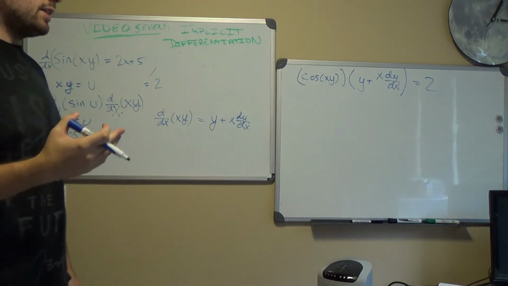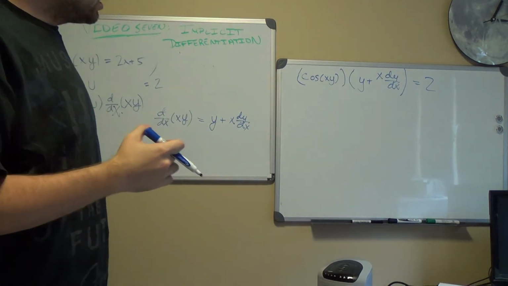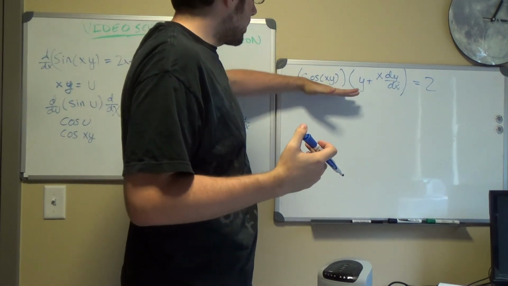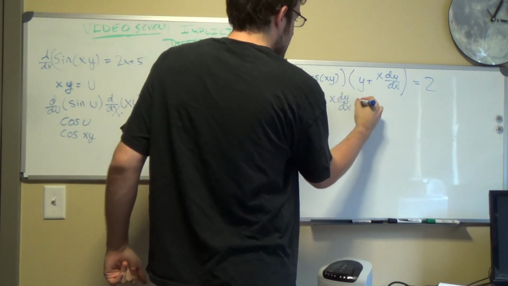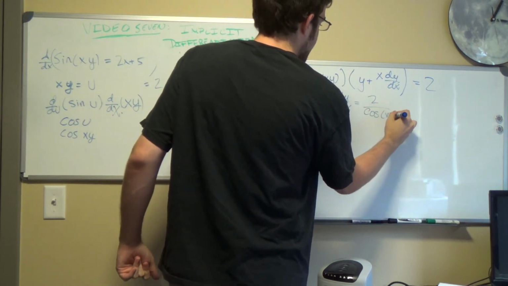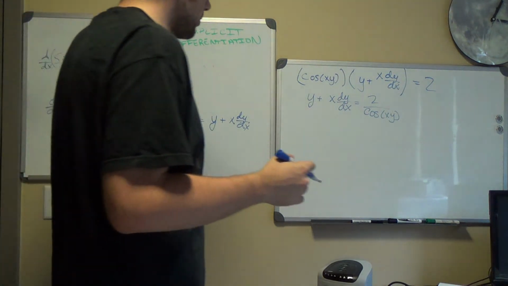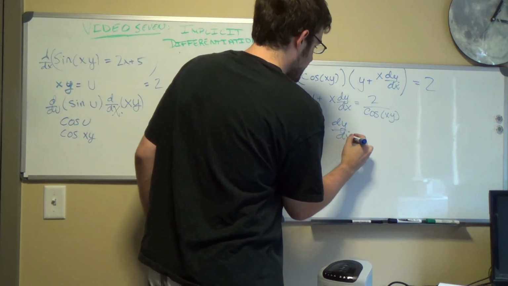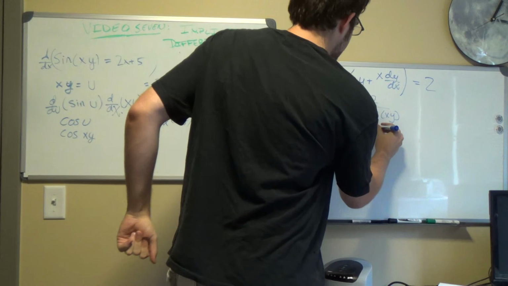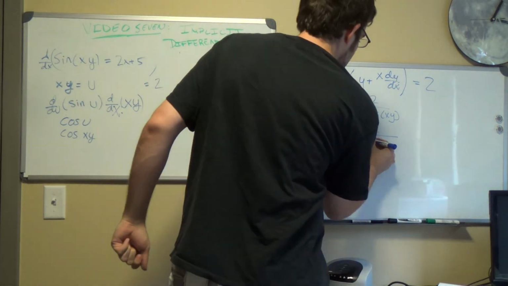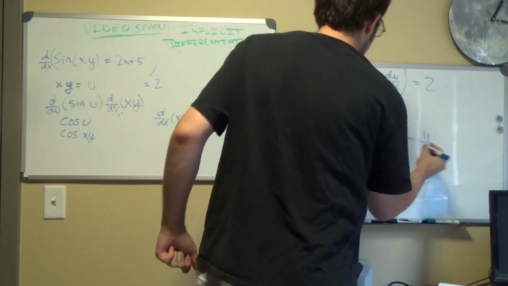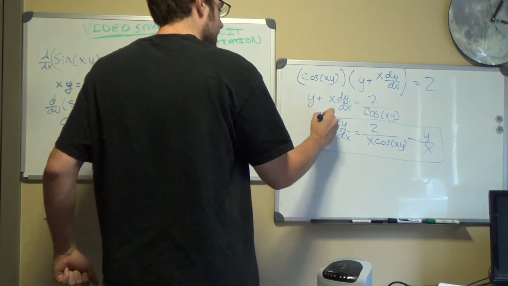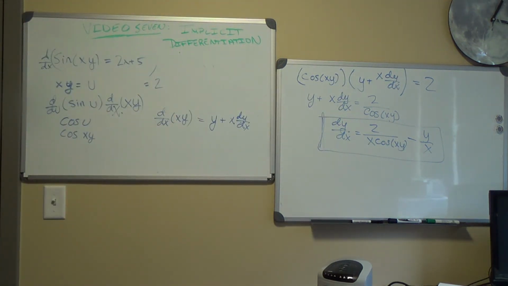Now, once again, we were trying to evaluate for dy/dx. So how do we do that? First, we have to divide by cosine of xy. So we end up with y plus x dy/dx equals 2 over cosine of xy. Now we just have to evaluate for dy/dx. So dy/dx equals 2 over x cosine xy, minus y over x. And there we have implicitly differentiated this function.